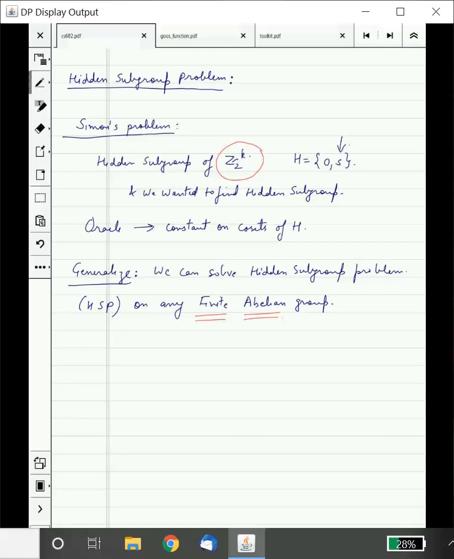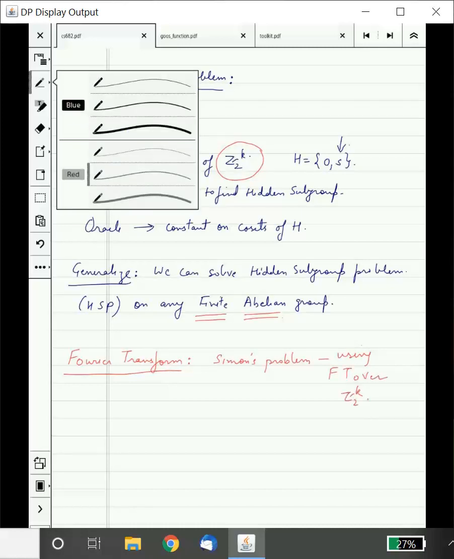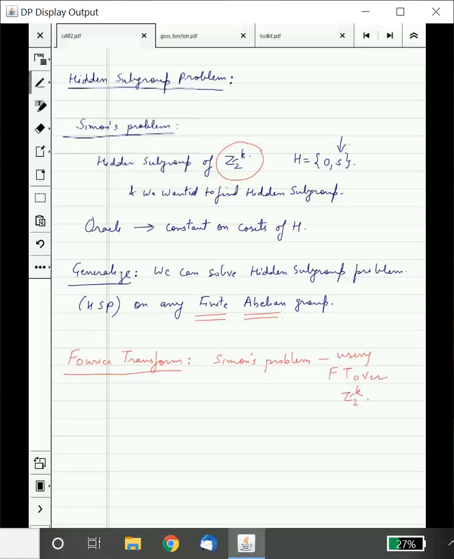Another important thing here is Fourier transform. If you remember, we solved Simon's problem using Fourier transform, specifically Fourier transform over Z2 to the K. On the other hand, if you want to solve it for a general finite abelian group, say G, then we should need a Fourier transform for G.